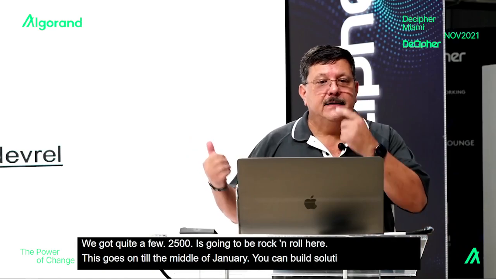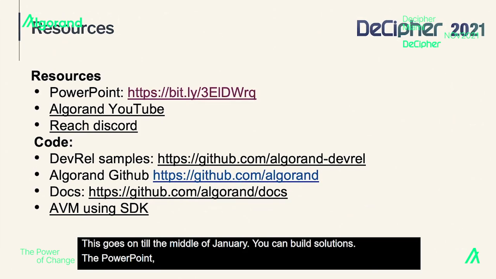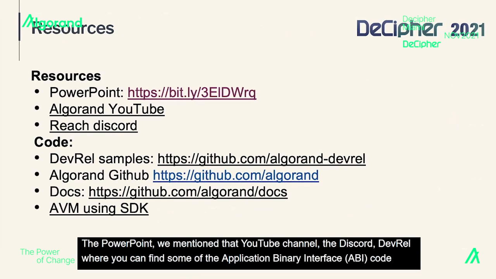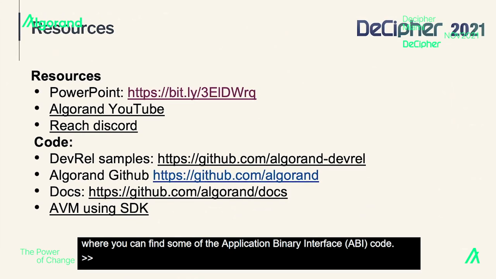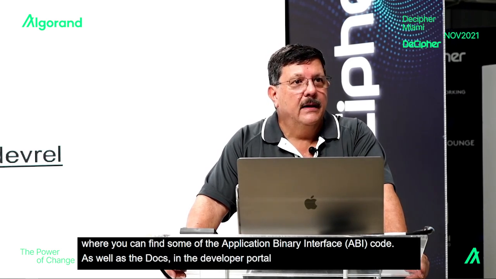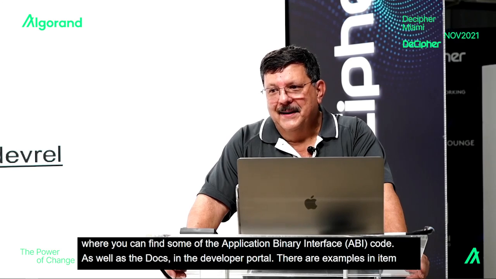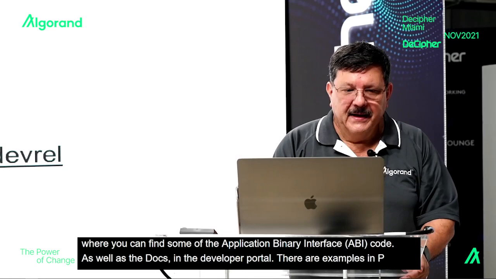And then the PowerPoint to this, there's the bit.ly. I also have a QR code coming up on the final slide. We mentioned what the YouTube channel was, as well as I gave you a link to Discord. We have a few different places for the source code of many of our examples, one of which is Algorand-DevRel. And I think that's where Jason just put some of the ABM code that he talked about and the ABI code. And then also you have the Algorand GitHub itself, as well as the docs under Algorand. So those are all the docs that are on the developer portal. And there is an examples folder under that that has all the code in Python, Java, Go, and JavaScript. So a lot of good things there.